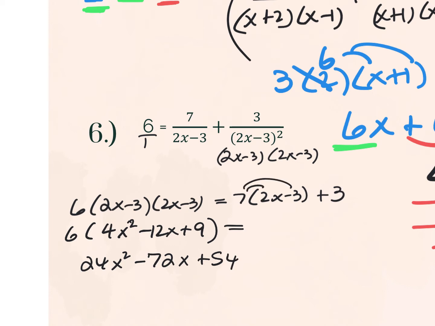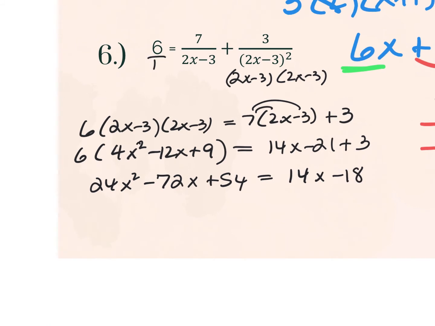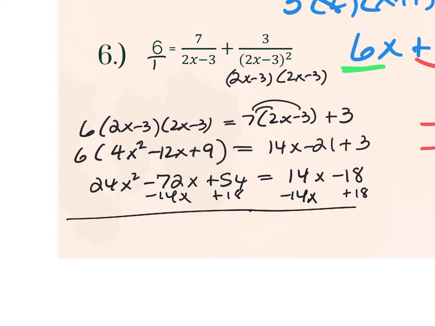Right side, I got to distribute the 7. Combine the negative 21 and the 3. And now I need to work on getting my like terms together. So I'm going to move the 14x over and the 18. So now this is 0. 24x squared minus 86x plus 72.